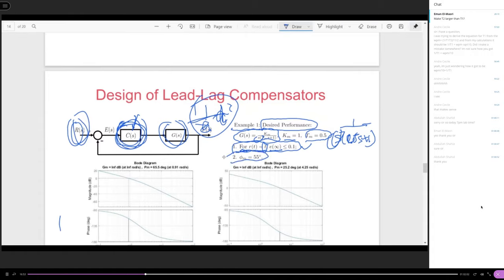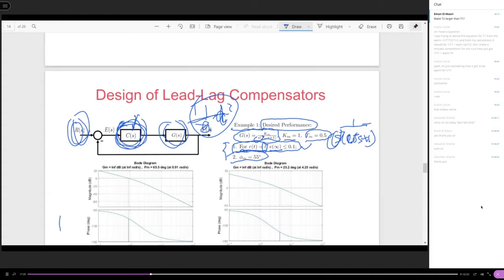Second one, I'm going to straightforwardly propose that I want the phase margin to be 55 degrees. I kept saying that this basically means you are posing a requirement for the closed loop system's damping, because we all agree that from now on we're going to use the open loop system's phase margin reading to indicate the closed loop system's damping. That's what we have already discussed before. So these are the two design performance requirements.